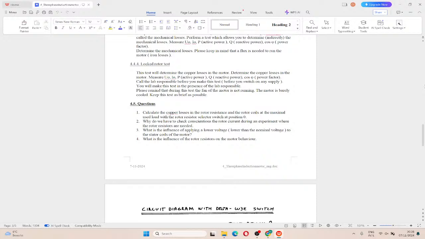So is this part okay? Okay. So the next part is what? Locked rotor. Yes. Rotor test. Yes, but in this part we always need to short circuit it. It's just about the rotor.